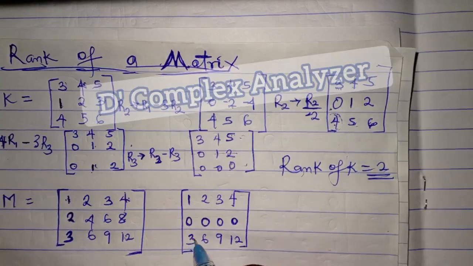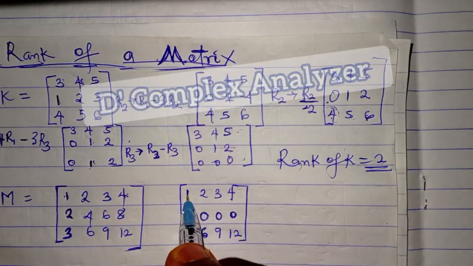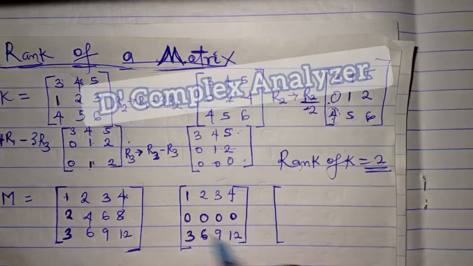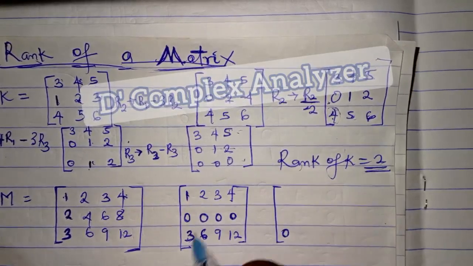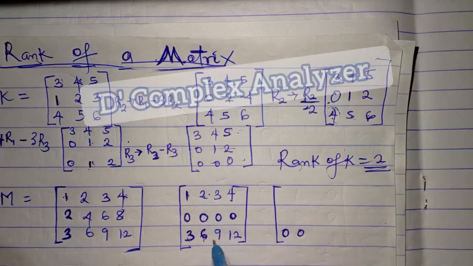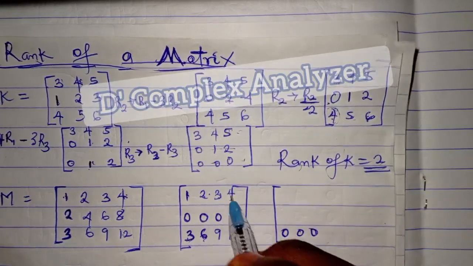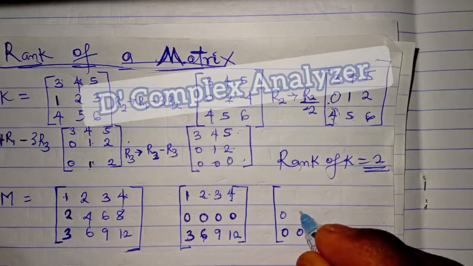Let's make this one 0. We can work with row 1 now. If I multiply row 1 by 3 and subtract it from this row, see what will happen. 3 times 1 is 3, 3 minus 3 is 0. 3 times 2 is 6, 6 minus 6 is 0. 3 times 3 is 9, 9 minus 9 is 0. 3 times 4 is 12, 12 minus 12 is 0. All other entries remain.